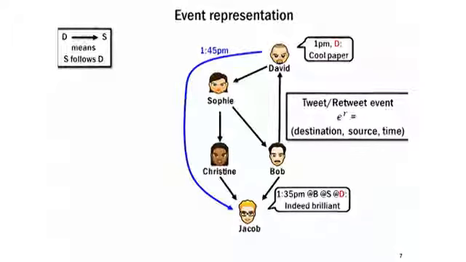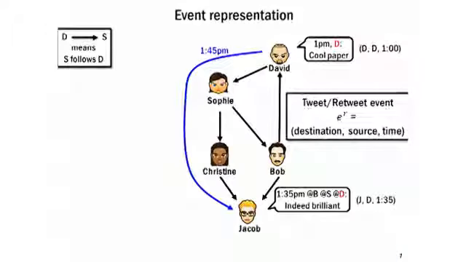For instance, when David generated his original tweet, the event is going to be recorded as DD at 1 p.m., right? Because it is an original tweet, the source and destination are the same. And when Jacob retweets a tweet originated from David, we're going to record it as JD 135. So we're ignoring the path along which this information is propagating. We just take the destination and the source of this information and record it down, and also the corresponding time point.